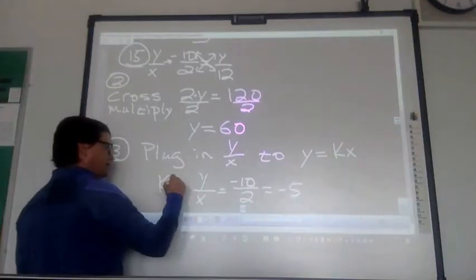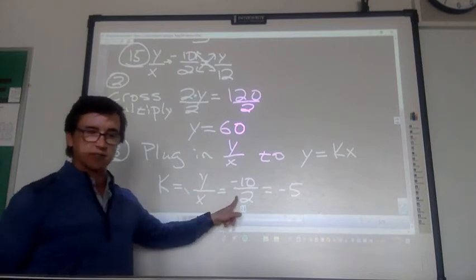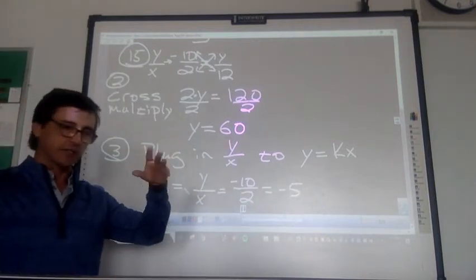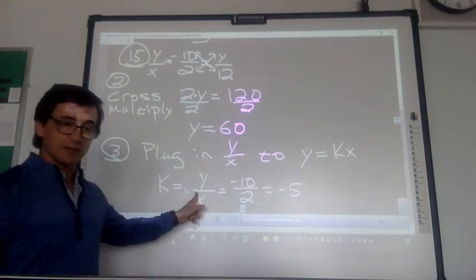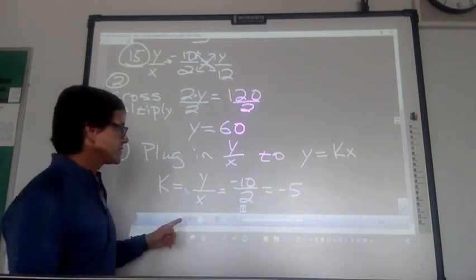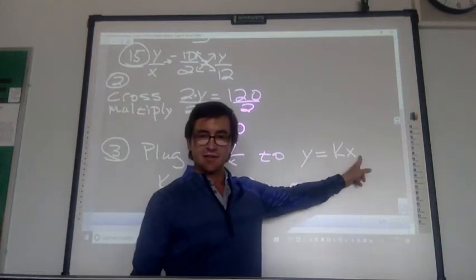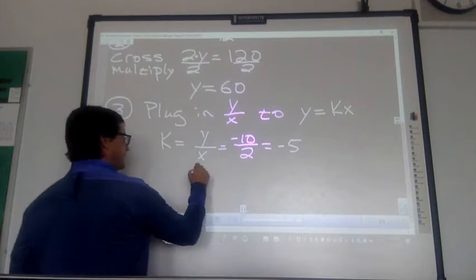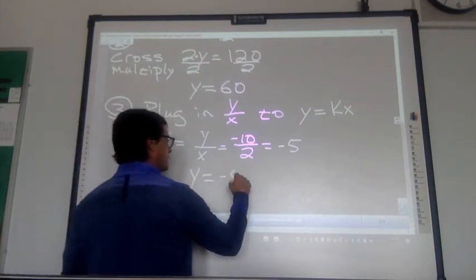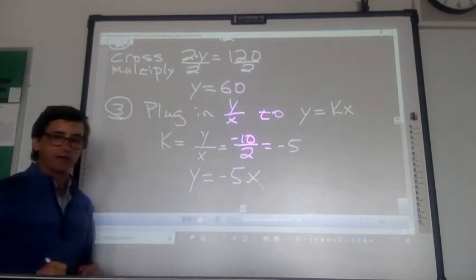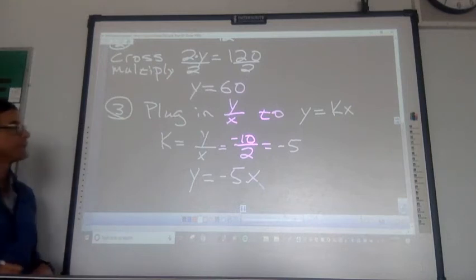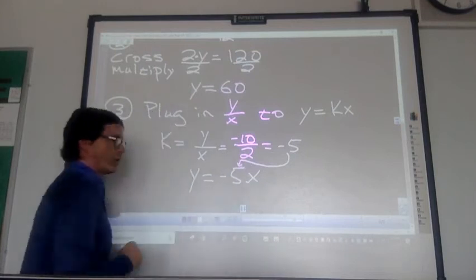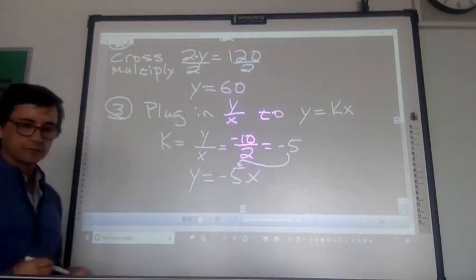Remember, this whole thing is what k is. We're just figuring out the slope. Sometimes you guys get so wrapped up with direct variation, I'm going to freak out. It's easier than slope-intercept form because it doesn't even have a b over here. So all I have to do is take that -5 and plug it into the equation. y equals -5x, and I'm done. I just took that and plugged it in right there.